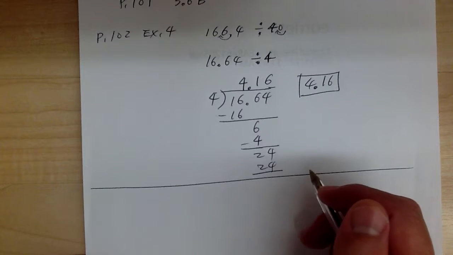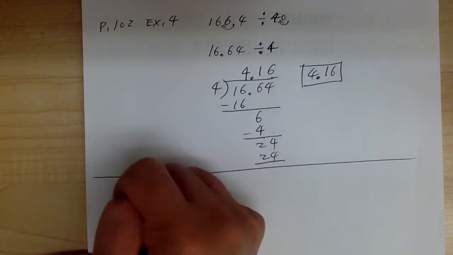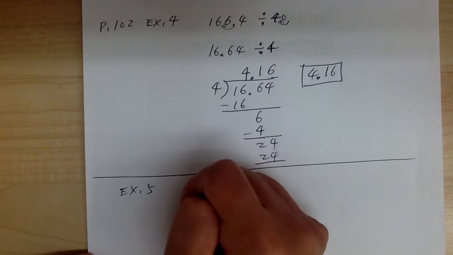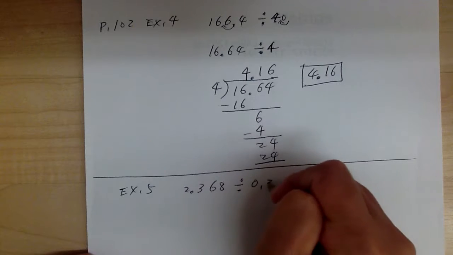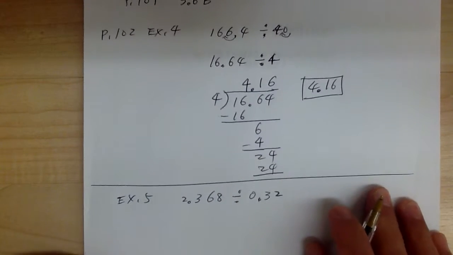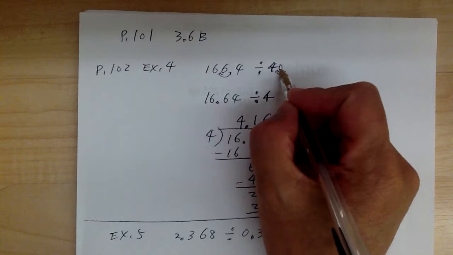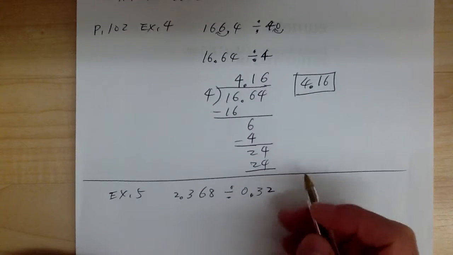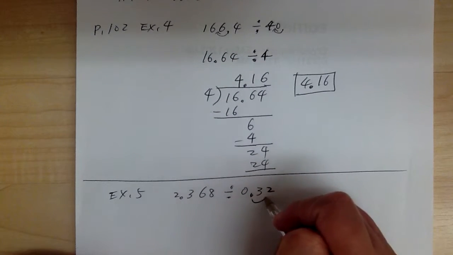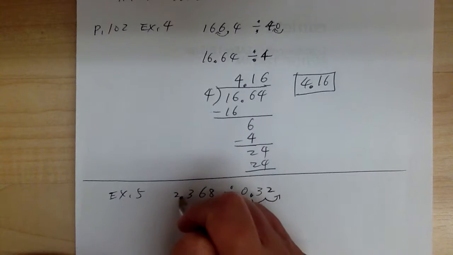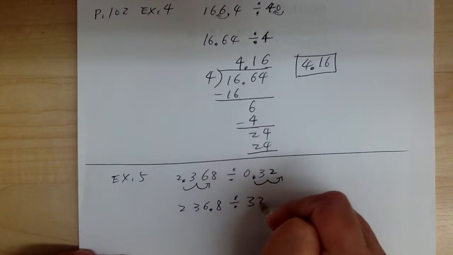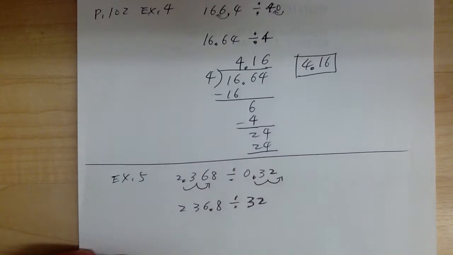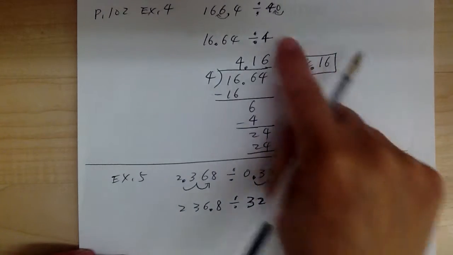Let's go to example 5. Example 5, you have 2.368 divided by 0.32. Again, first what you want to do, remember what I said earlier, is get rid of all the extra zeros at the end, or get rid of the decimal. To get rid of the decimal, you need to move this over 2 places to the right. So you have to do the same thing here. You have to move 2 places to the right. So this is the same as 236.8 divided by 32. Again, when you divide by a decimal, you will try to get rid of the decimal or get rid of the extra 0 at the end.